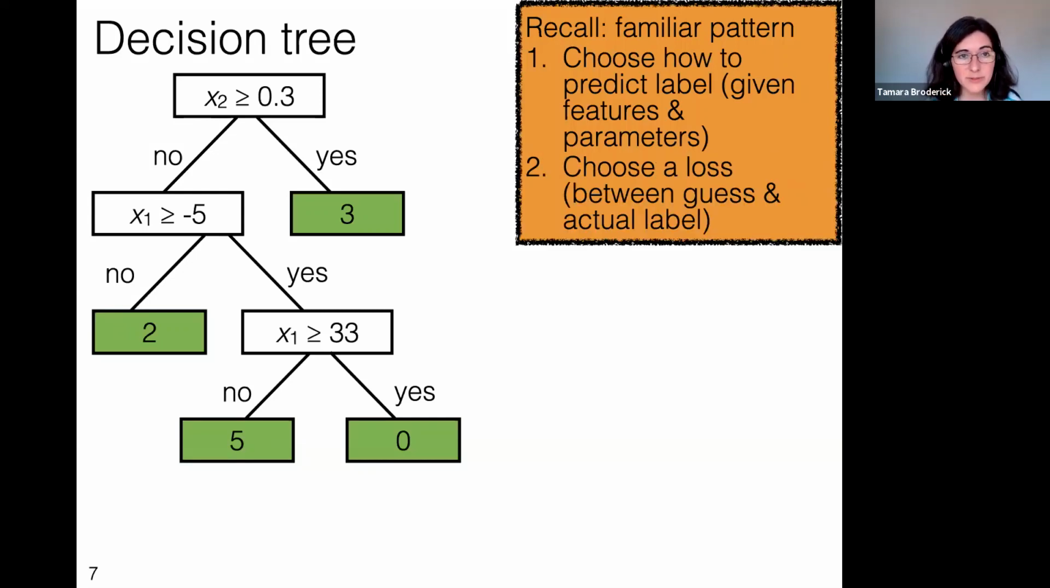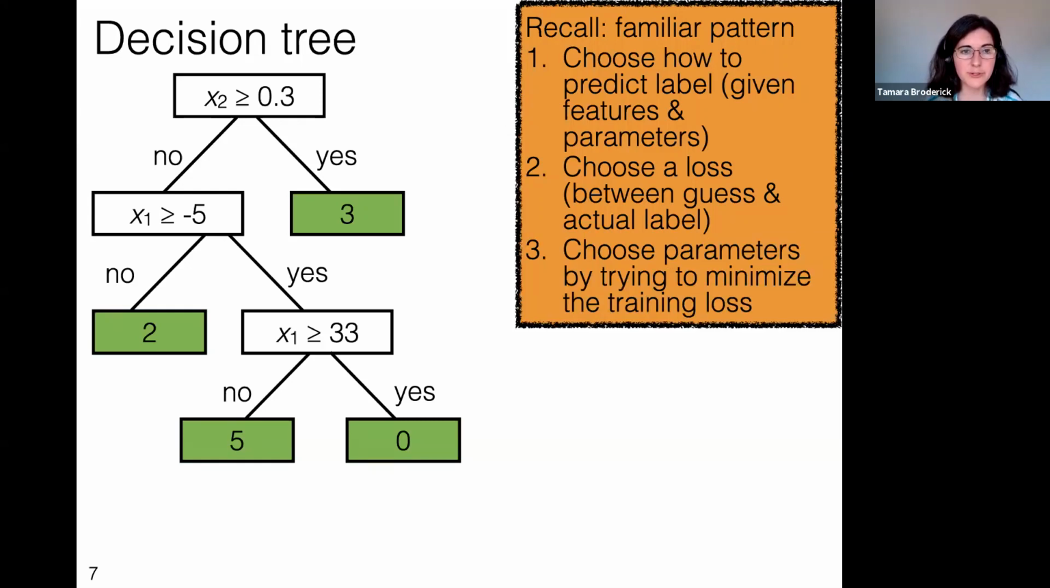The next thing that we do is we choose a loss between our guess and our actual label. So we'll just do that in a moment. Of course, that will depend on whether we're doing regression or classification. That will depend on what type of thing we're doing, but it's something that we'll choose. And then finally, we somehow choose parameters by trying to minimize the training loss.